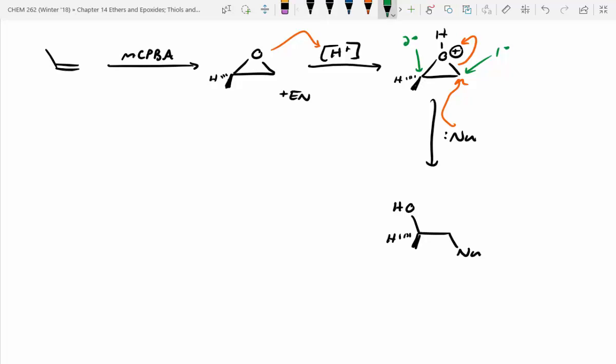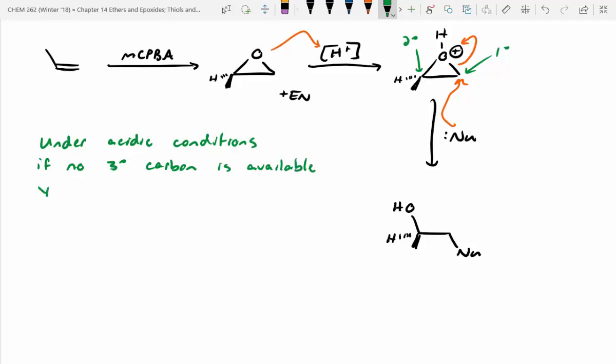Okay, so let's make a note of this. So under acidic conditions, if no tertiary carbon is available, your nucleophile will attack the less substituted side.